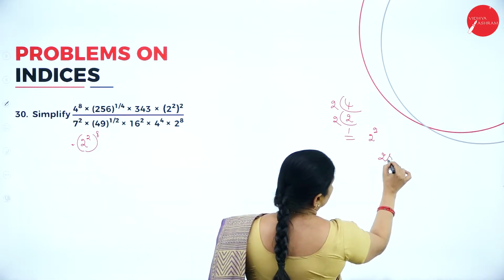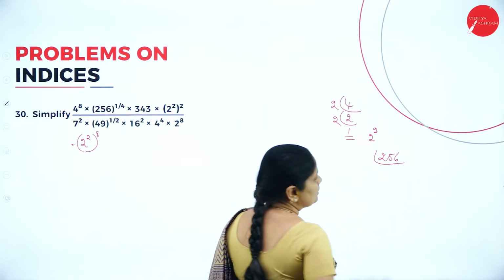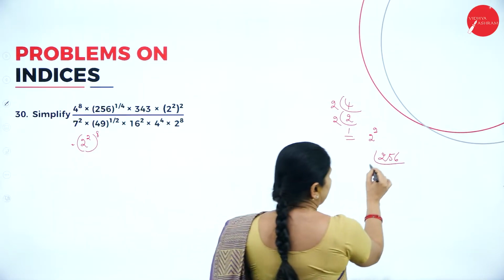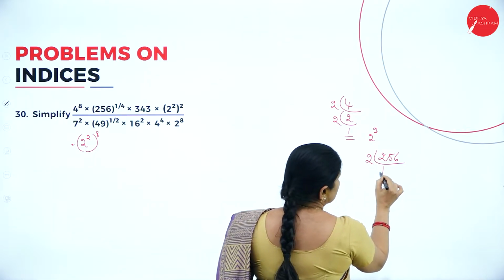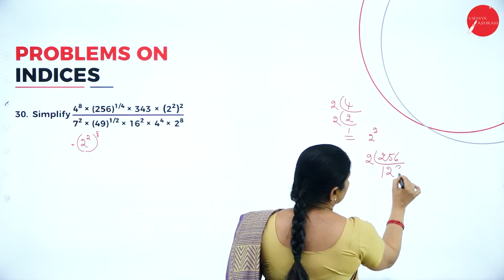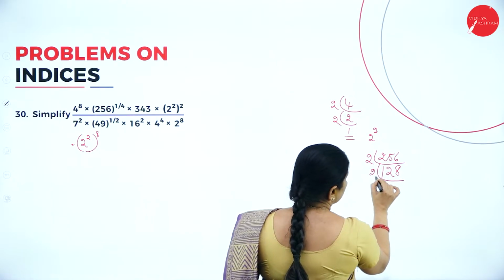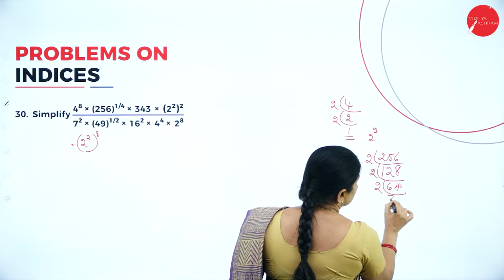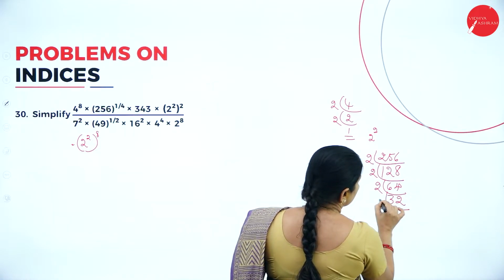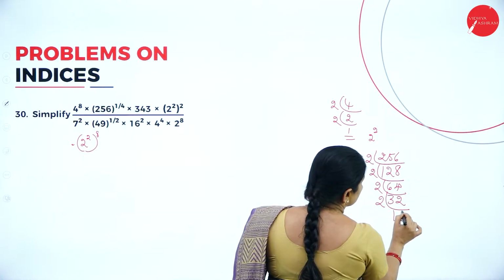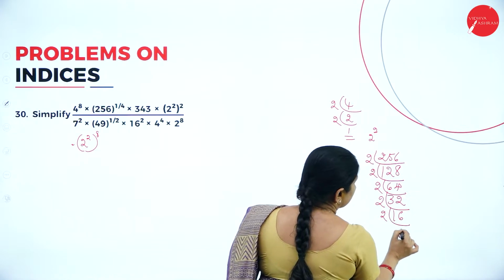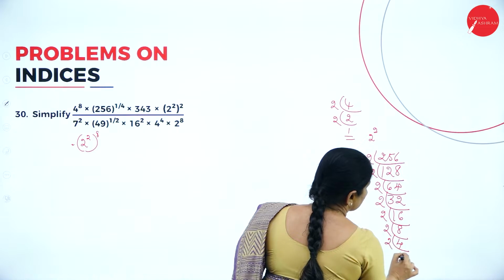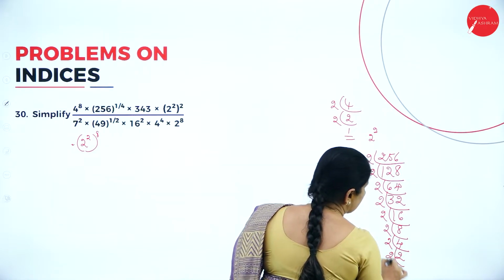Now, the next number given here is 256. This is also an even number, so I will just factorize it by 2. 2 1s are 2, 2 2s are 4, 2 8s are 16. Then 2 6s are 12, 2 4s are 8, 2 3s are 6, 2 2s are 4, 2 1s are 2. 2 6s are 12, 2 8s are 16, 2 4s are 8, 2 2s are 4, 2 1s are 2.